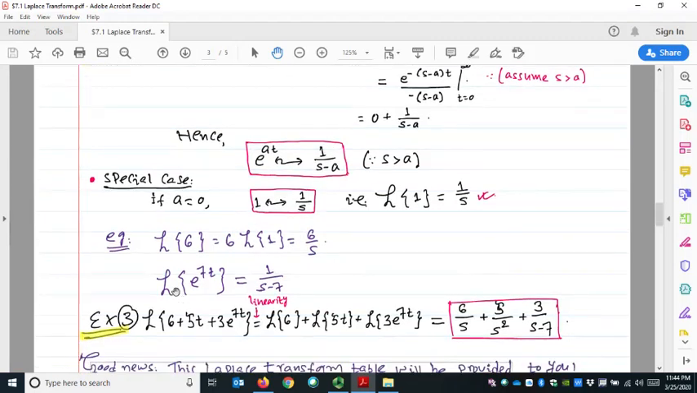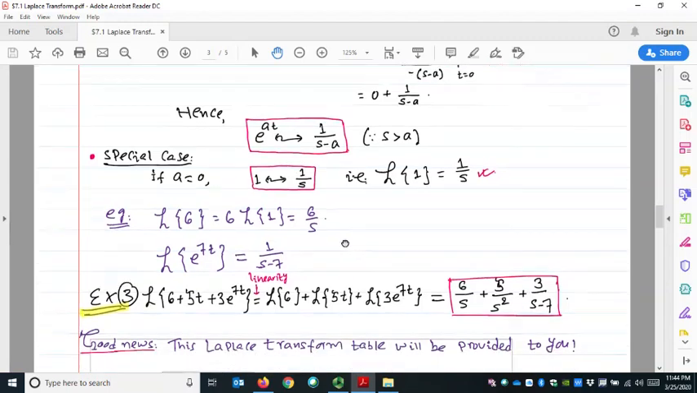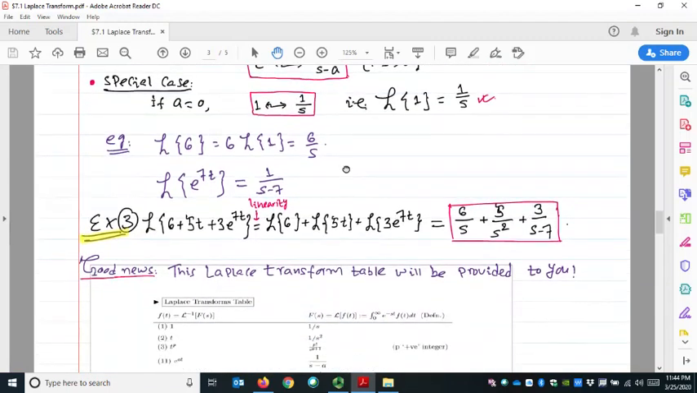Similarly, the Laplace transform of the exponential function e to the power 7t equals 1 over s minus 7. I'm just replacing a by 7 in this formula. So e to the 7t and 1 over s minus 7 is a transform pair. Great. So now let's keep on continuing.